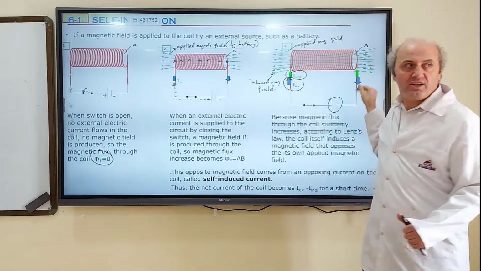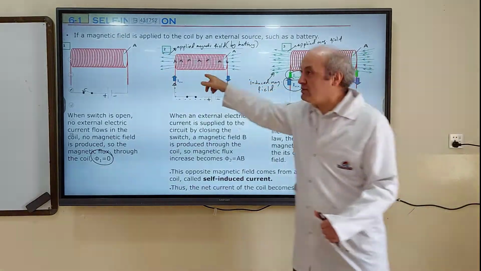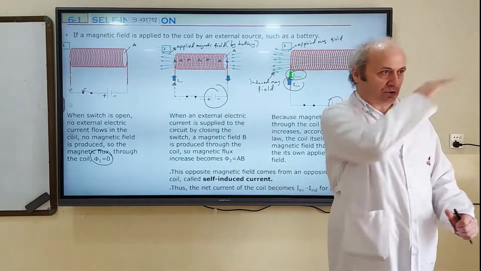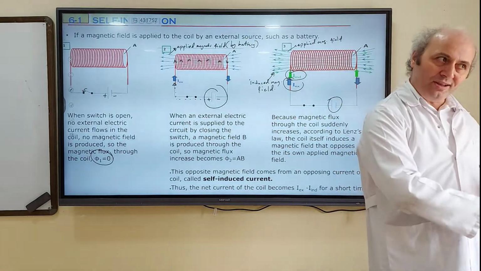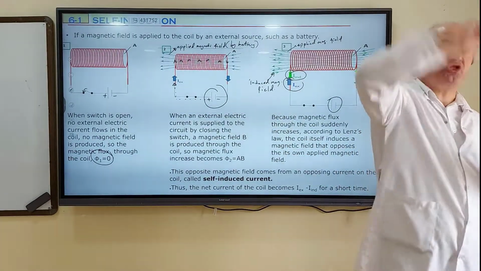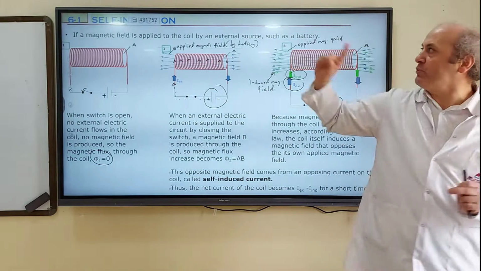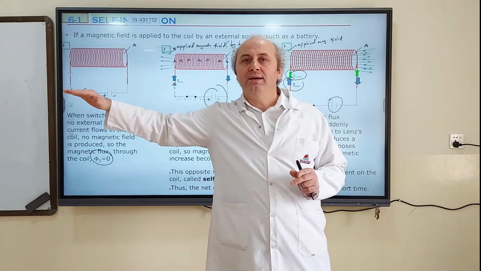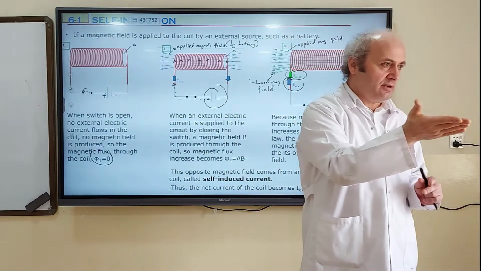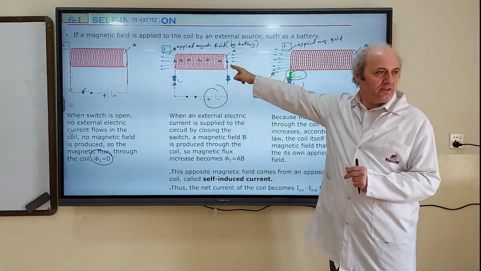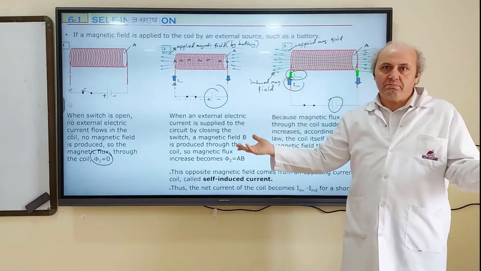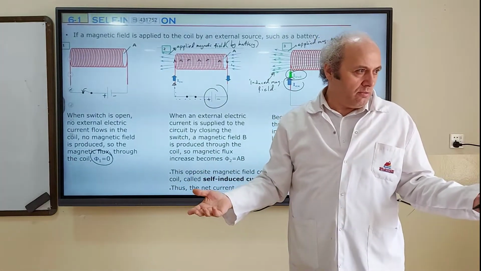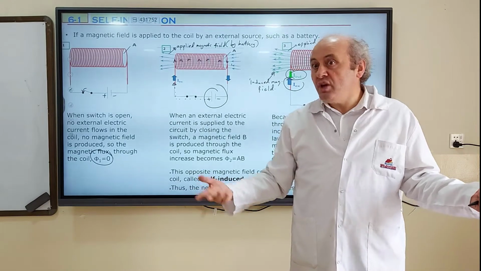After that, the current becomes constant because this is a DC EMF source. The electric current from a DC EMF source is always constant. Only from 0 to that maximum value, that jump, can you observe self-induction. Then the electric current stays constant. If the electric current is constant, the applied magnetic field stays constant. If the applied magnetic field is constant, can we talk about Lenz's law? No, Lenz's law is about change.